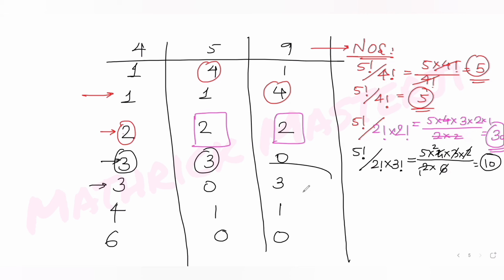Same case again here, instead of 3 5s, you have 3 9s. So you get that same thing, 5 factorial divided by 2 factorial into 3 factorial, which will again give you 10 numbers.